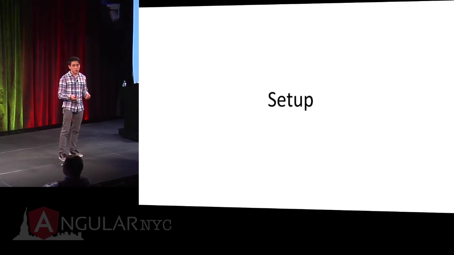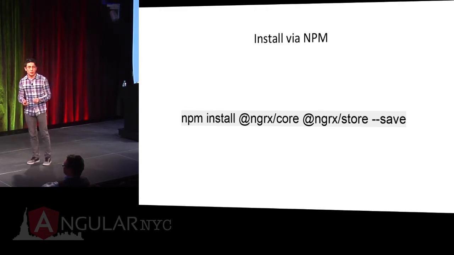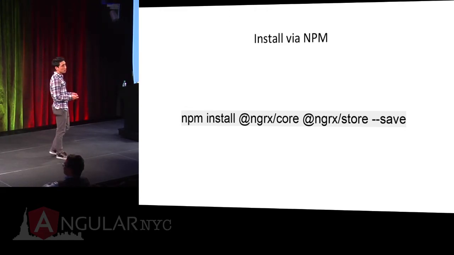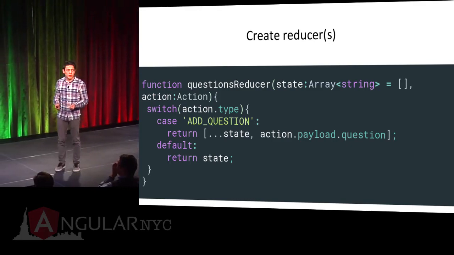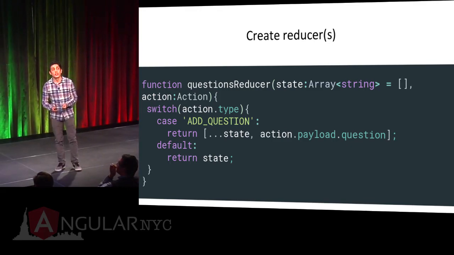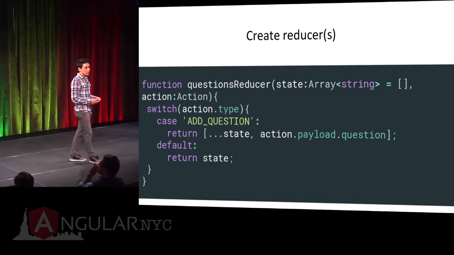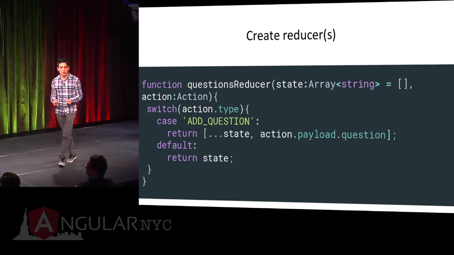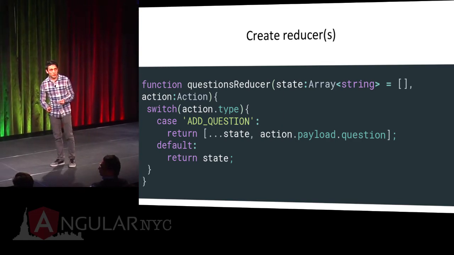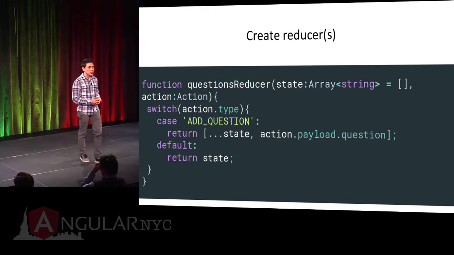And yeah, so first of all, we need to npm install it. We install NGRX core and the NGRX store. Then we need to set up our reducers. So nothing really changes, except that I added types for the parameters so that our state is an array, and our action has an action type with two properties, type and payload. Besides that, it's the same switch construction and the same action types.